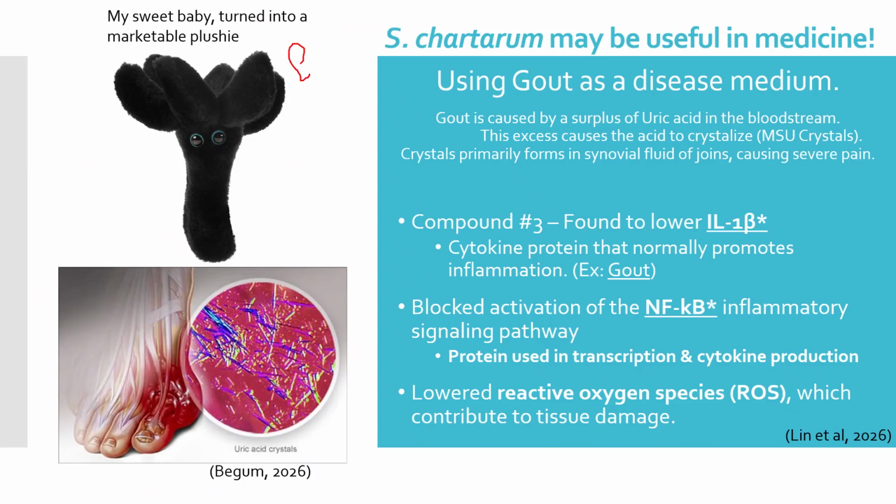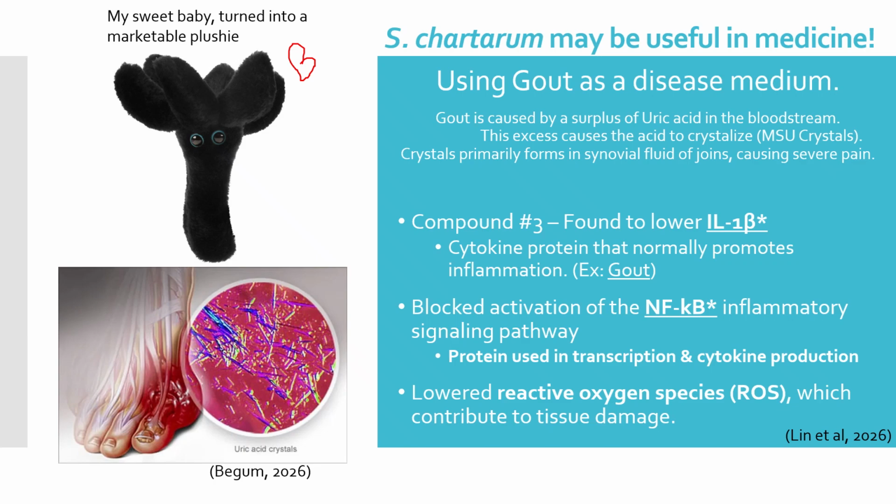Thankfully, these mycotoxins are not as harmful as you think. A study earlier this year in 2026, they actually did find that 1 of 8 of the compounds produced by these mycotoxins could actually be used to lower gout. They specifically lower the IL-1B protein, which is a cytokine that normally promotes inflammation for specifically gout in this case.